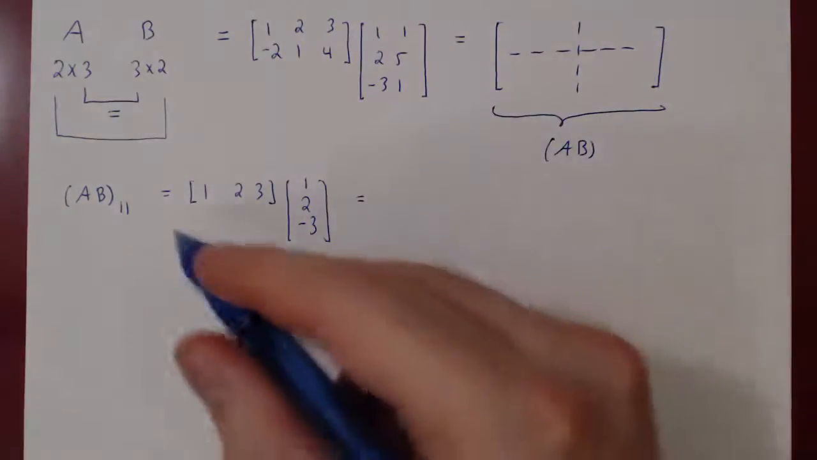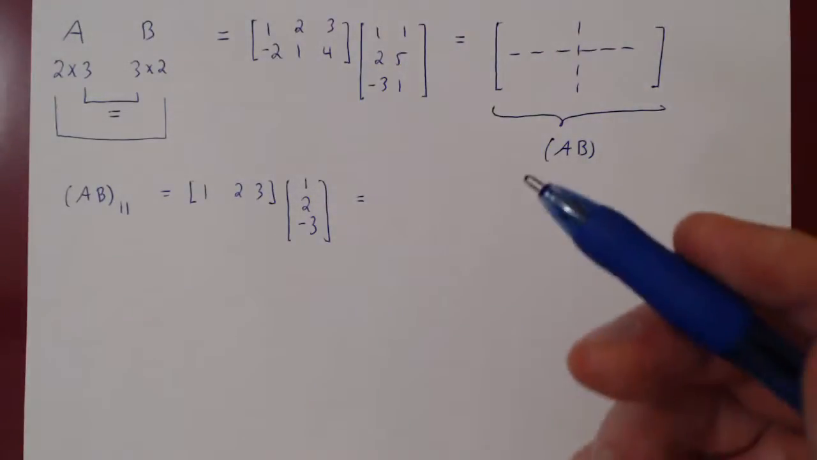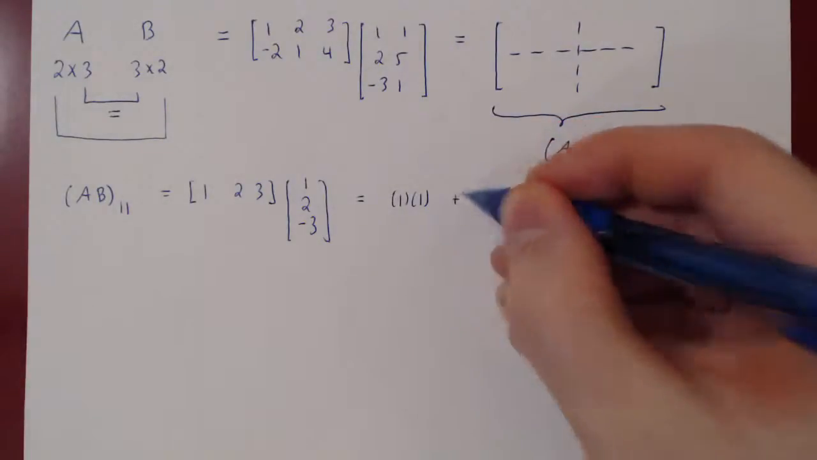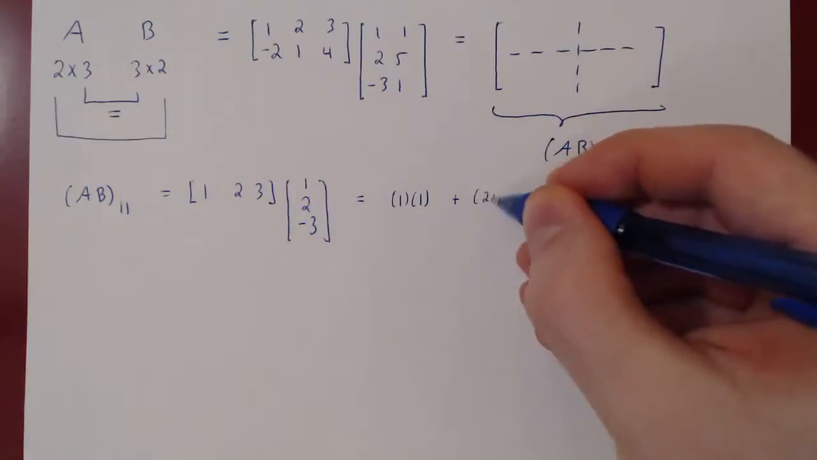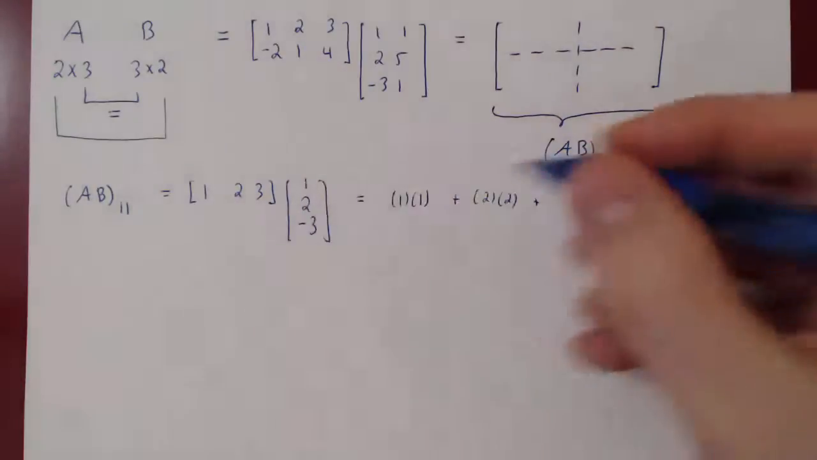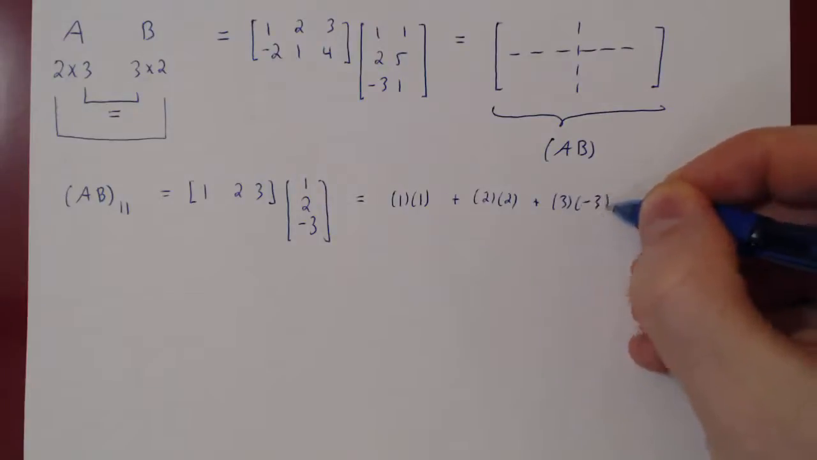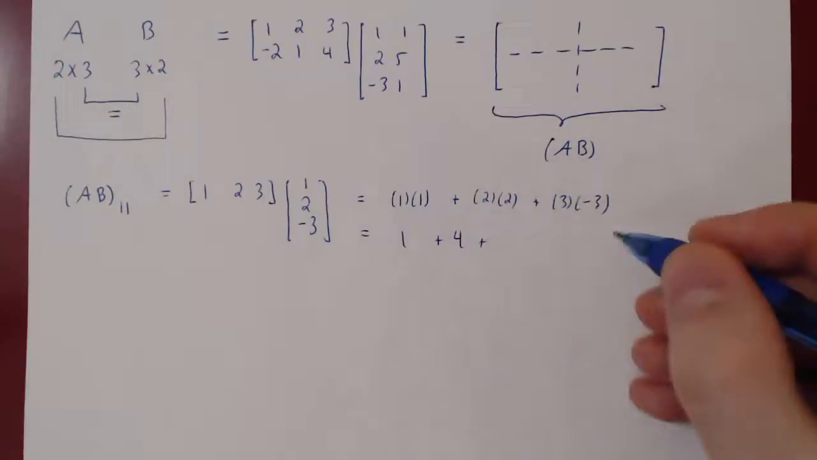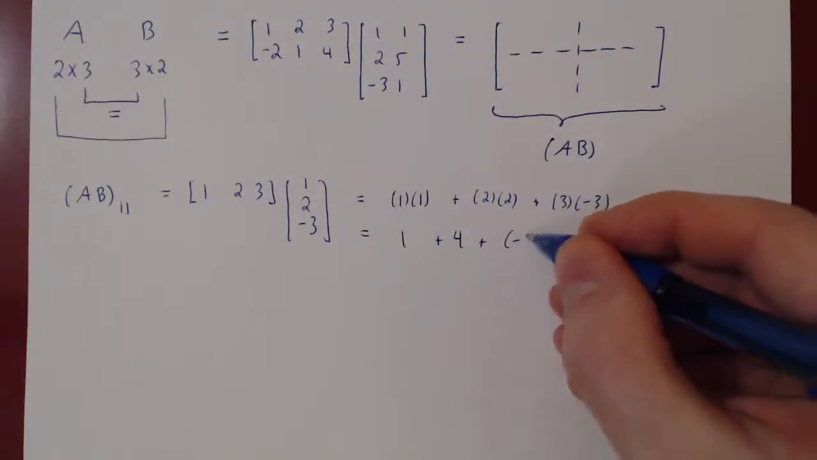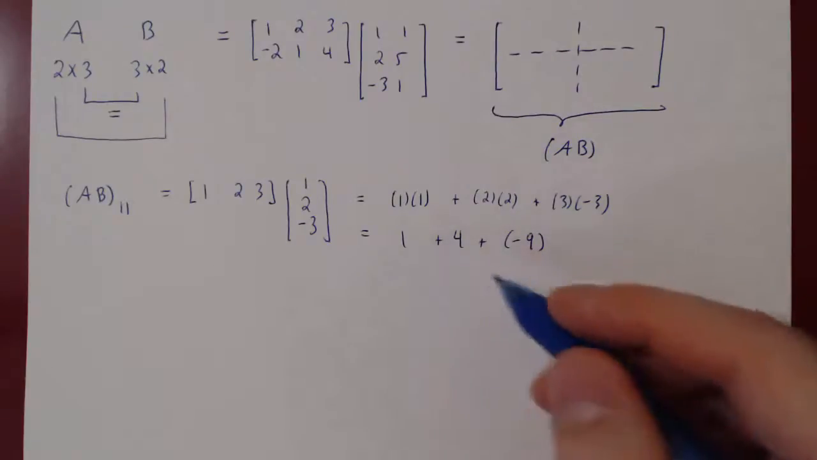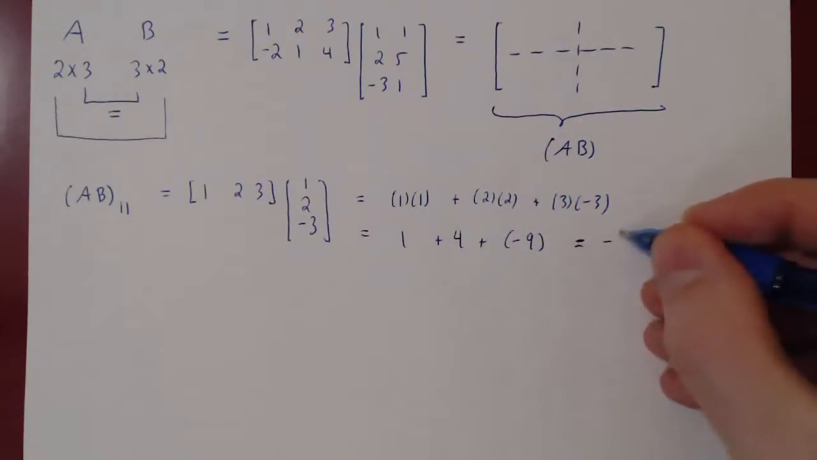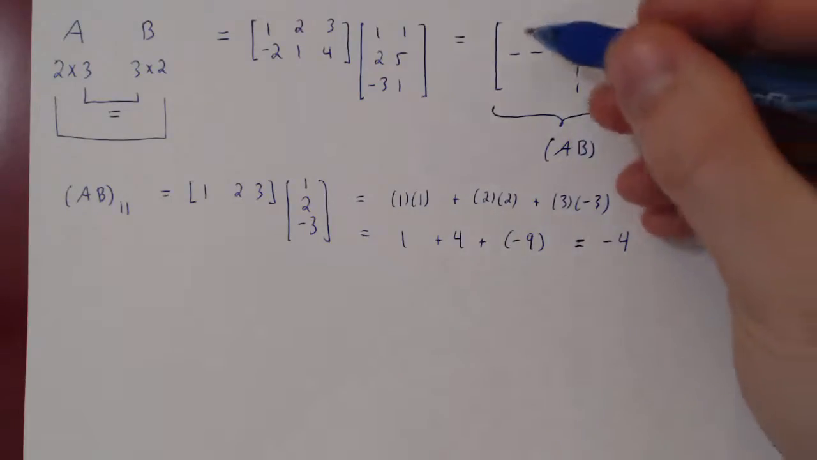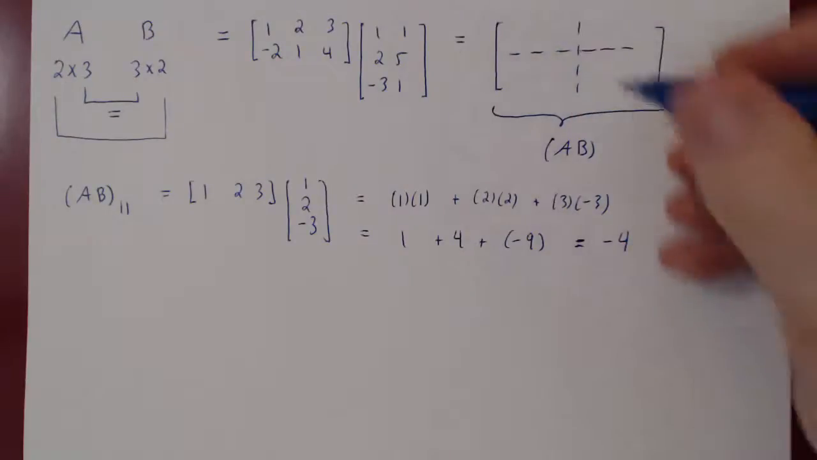And we know how to multiply a row times a column. We multiply corresponding entries and add them up. So 1 times 1 plus 2 times 2 plus 3 times negative 3. So what do we have? We have 1 plus 2 times 2, 4, plus 3 times negative 3, negative 9. So in the end, we're left with 1 plus 4, 5 minus 9, negative 4. And so you see the entry of AB in the first row, first column is simply negative 4.